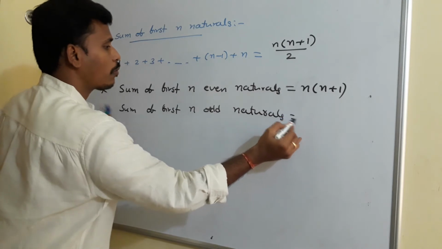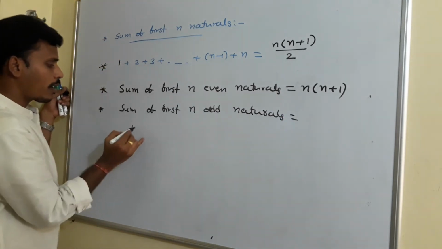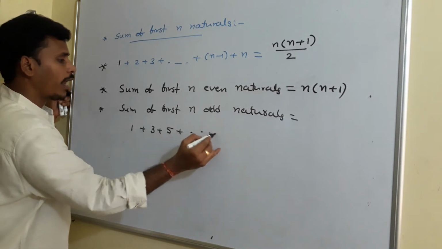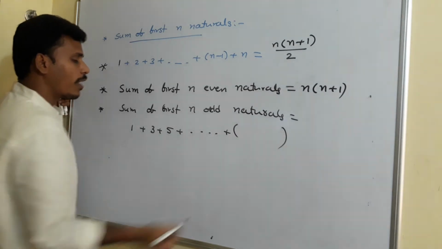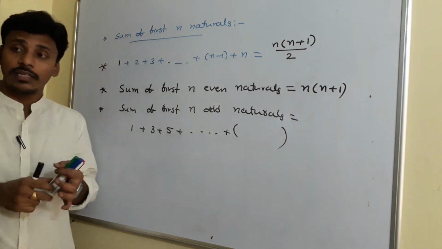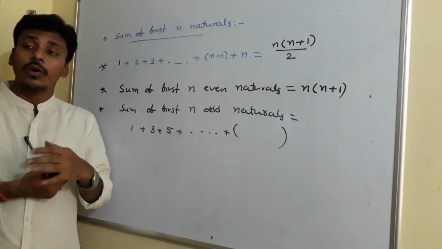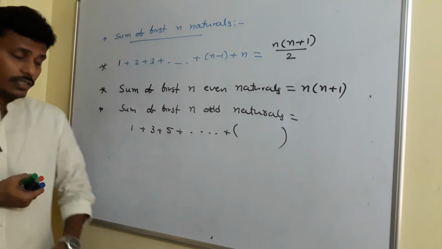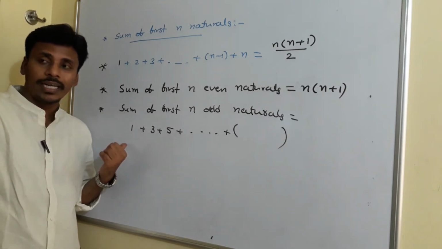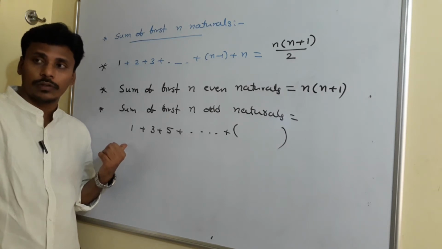If you wish to find the sum of first n odd naturals, the first odd number is 1, the next odd number is 3, the next odd number is 5. Like that, if you continue, what to say about the nth odd number? This type of generalization is very important in progressions and sequences. See, this 1 is the first odd number, so it can be written as 2 into 1 minus 1, first even minus 1, right?